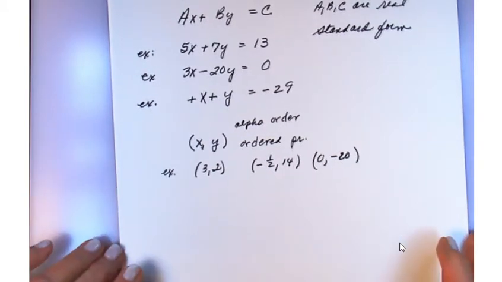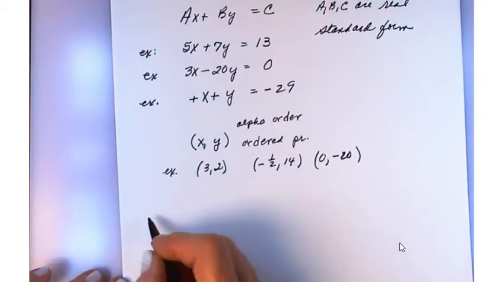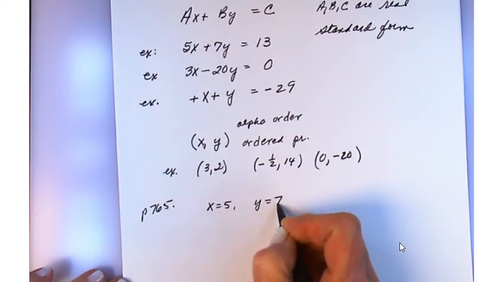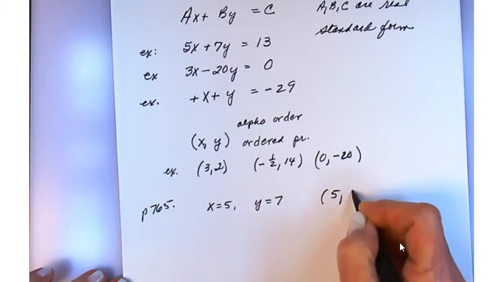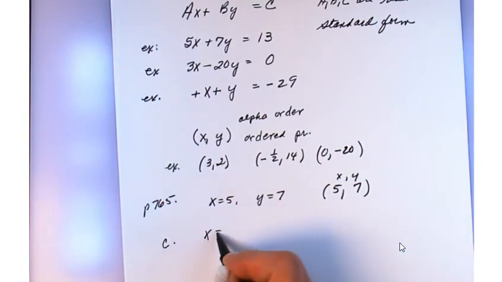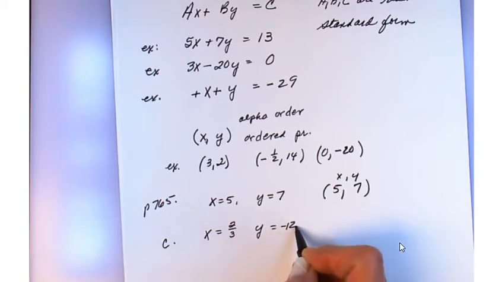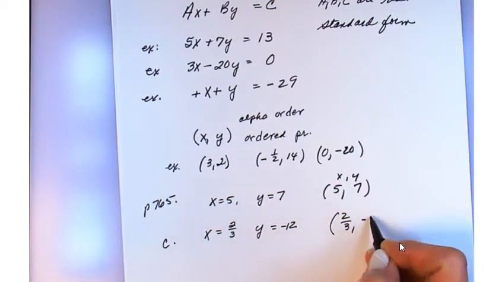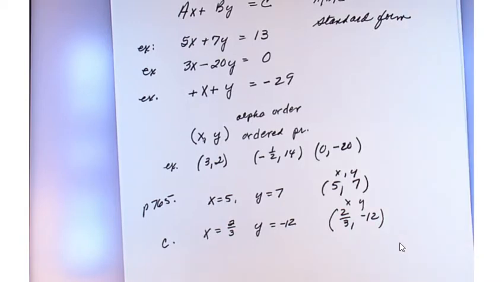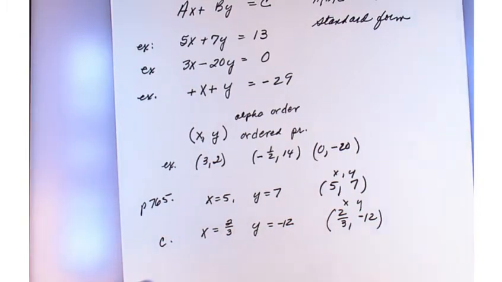So now let's kind of look at this. On page 765, if we're given x equal to 5 and y equal to 7, the question says to write this as an ordered pair. It always has to be in the order x, y. Looking at C, we have x equal to 2/3, y equal to minus 12. We have to put the x first and the y second. It looks like that. So that is not a very difficult concept, but it is very important, because that's what we'll be working with, our ordered pairs.